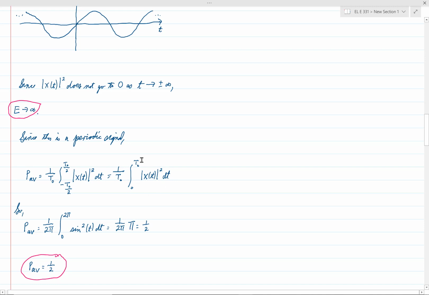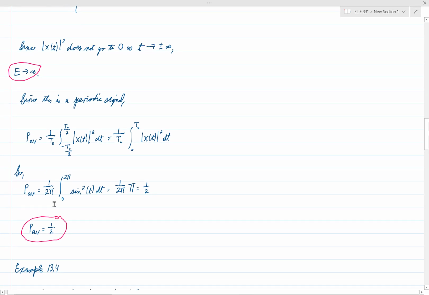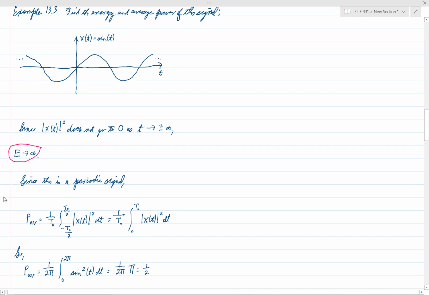And so when I do that, for this function sine t, the fundamental period is 2 pi. So this becomes 1 over 2 pi times the integral from 0 to 2 pi of sine squared t dt. But that is exactly the same integral that we had above, and we found there that integral was equal to pi. So we have 1 over 2 pi times pi, which is 1/2. So the average power for this signal is 1/2. And that means that since the average power did turn out to be a finite number, this is a power signal.